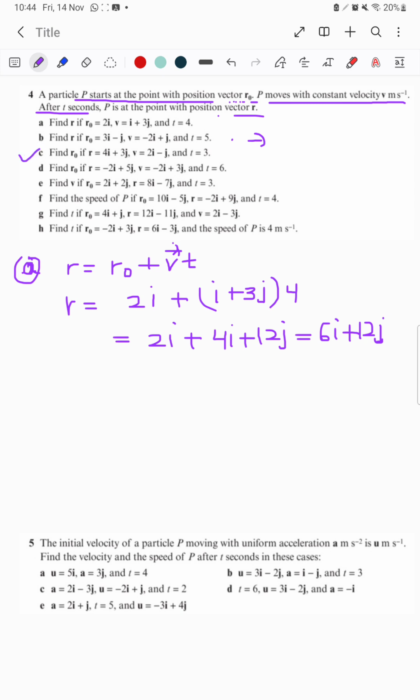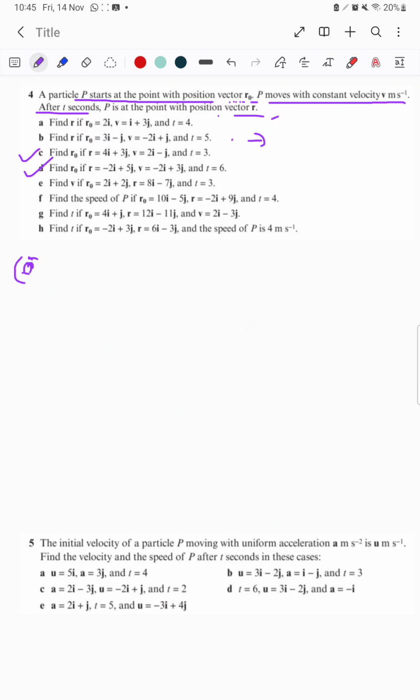But if you look at question C and question D, they have asked for r0. r0 means the original position, that is, where the object was initially. Now if we need to find out the initial position, you have to do the same thing. We will use this formula, r is equal to r0 plus v times t. Here we are given r, we are given v and we are given t. So the initial position can be found very easily just by adding and subtracting the vectors.